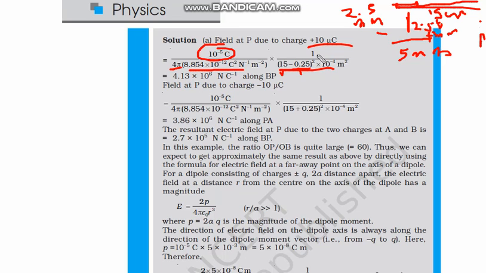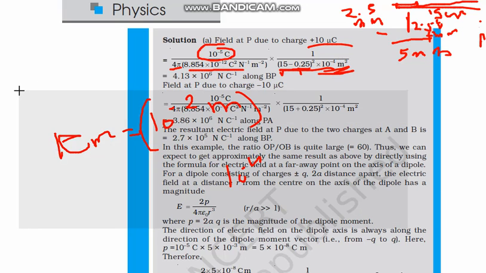And the square of this, now converting centimeter to meter. So 1 centimeter is equal to 10 to the power minus 2 meter. When we square this, there comes 10 to the power minus 4. So this is 10 to the power minus 4. We have converted everything into meter. So this is the whole story for this positive charge.